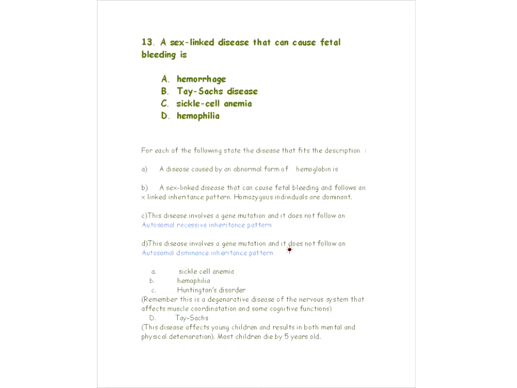Okay, next one says a disease that involves a gene mutation and does not follow an autosomal dominance inheritance pattern. That one is going to be Tay-Sachs disease. So again, you've got a similar definition going on here for the last two. This Tay-Sachs disease involves young children and results in both mental and physical deterioration. Most children die by 5 years old. So know each one of those diseases and their definitions.